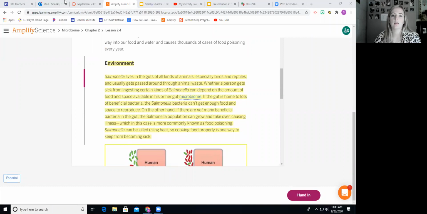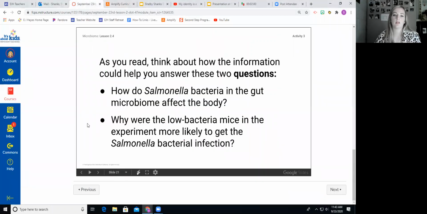Okay. Now, let's look at those two questions. How do Salmonella bacteria in the gut microbiome affect the body, and why were the low bacteria mice in the experiment more likely to get the Salmonella bacterial infection? All right, let's start with question 1. So how do Salmonella bacteria in the gut microbiome affect the body?